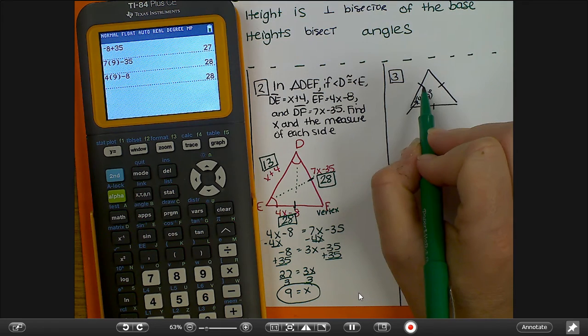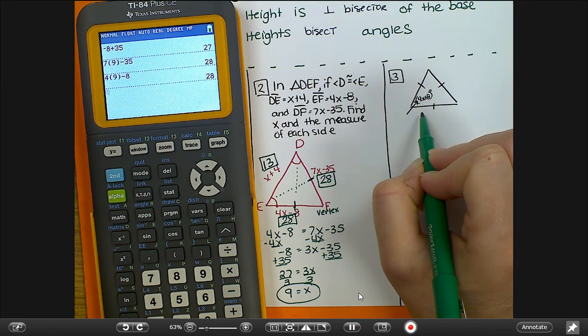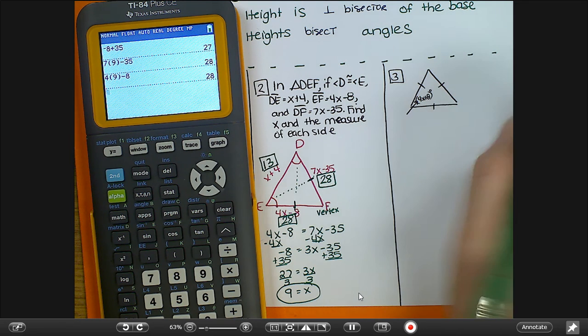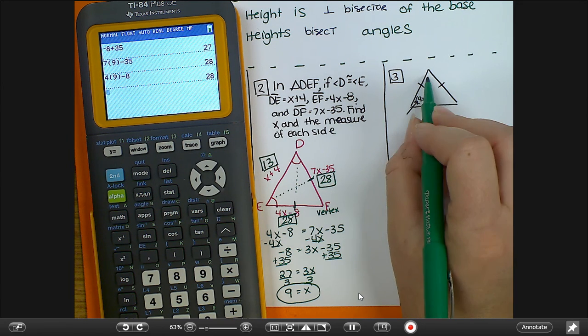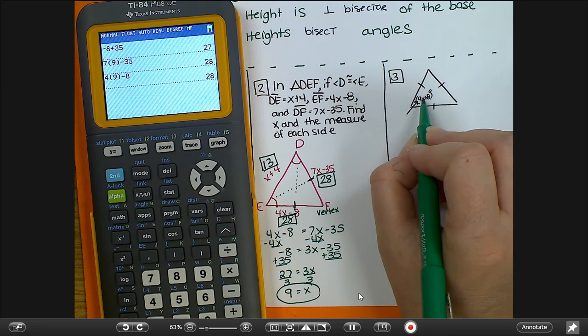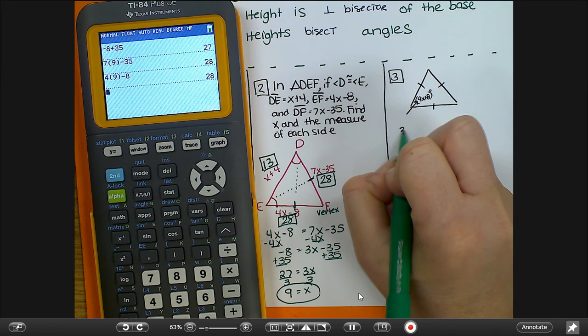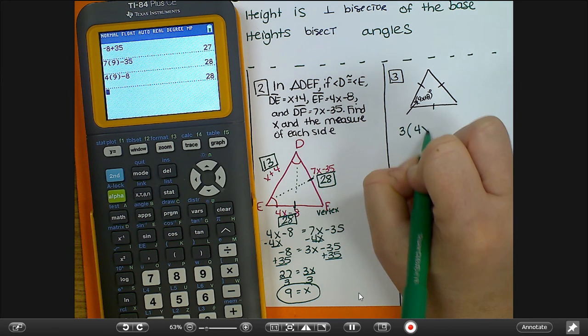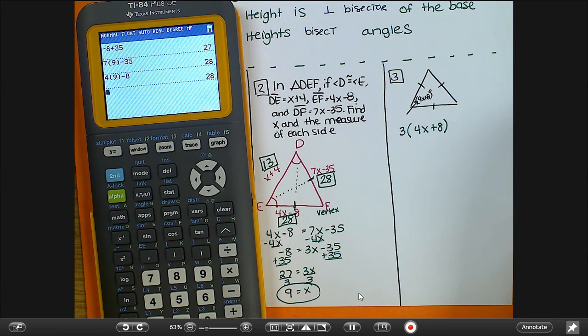So in this one, this is an equilateral triangle. And if it's equilateral, that means also it's equiangular. So you could then know that all of the angles are 4x plus 8. But I'm going to write it like this just because I think it's easier. There are 3 angles of 4x plus 8.